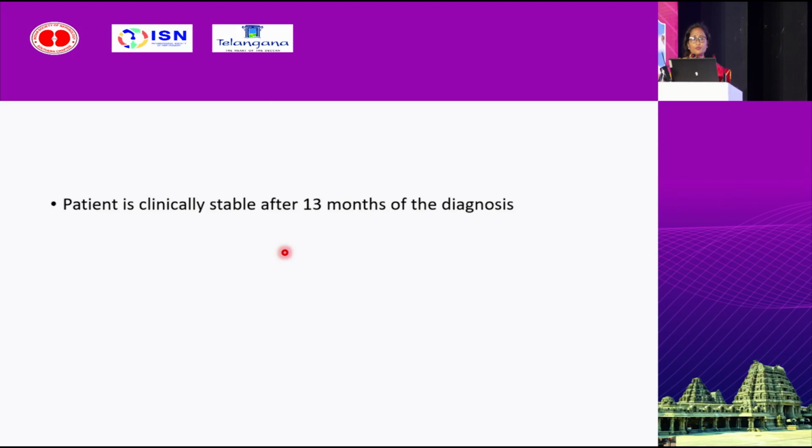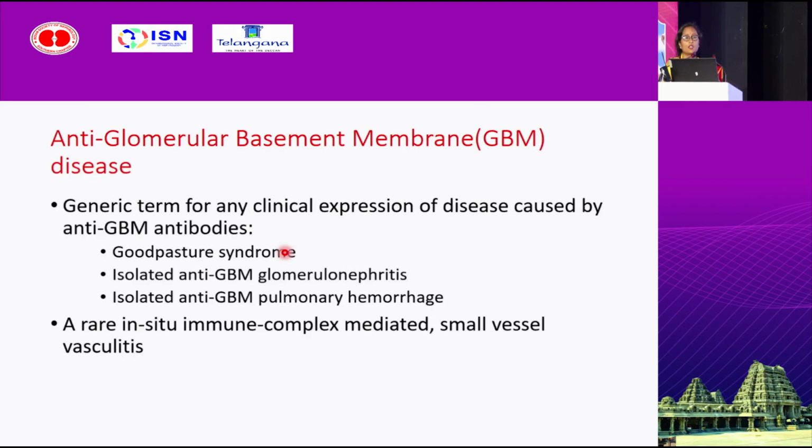So briefly about anti-glomerular basement membrane disease, it's a generic term for any clinical expression of disease caused by anti-GBM antibodies. Could be Goodpasture syndrome, where we have both the lung and the renal involvement.